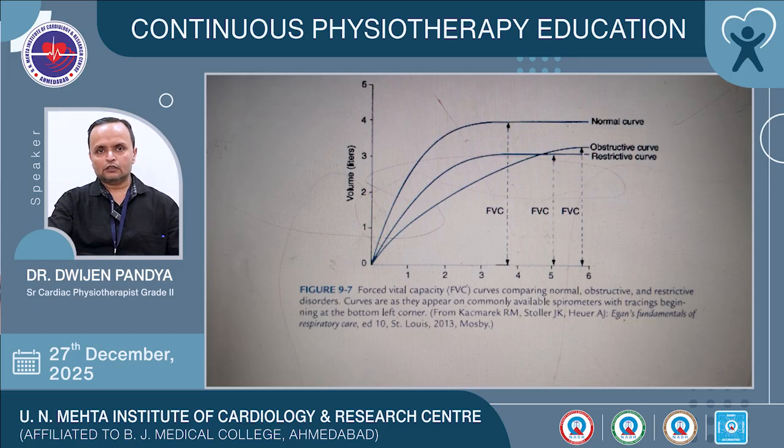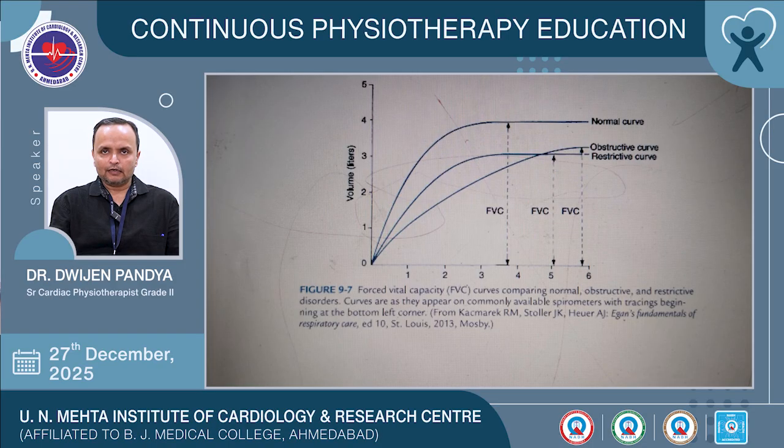So this figure shows the forced vital capacity curves of a normal subject, a subject having an obstructive impairment and a restrictive impairment. So we look at this obstructive impairment and we see that in the obstructive impairment, the subject will take longer than expected time to empty the lungs.